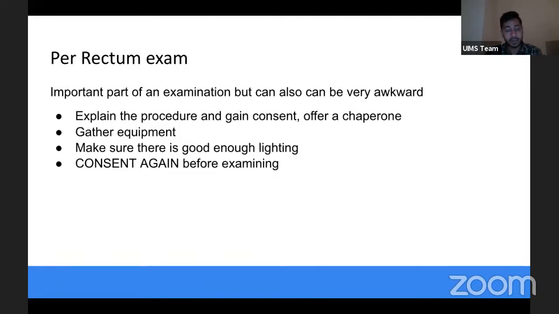And usually, when the patient has uncovered themselves from the waist to the knees, we ask the patient to lie in the left lateral position, and we try to get them to bend their legs and bring the knees right up to their chest. This usually relaxes the anus more, and it allows the doctor to nicely examine the rectum and the anal region.